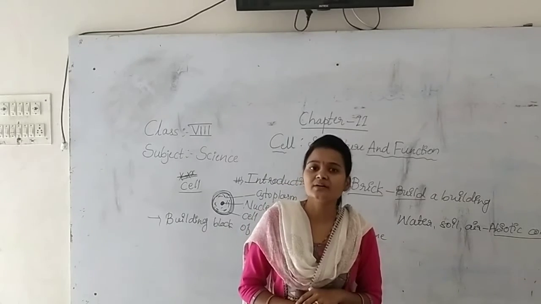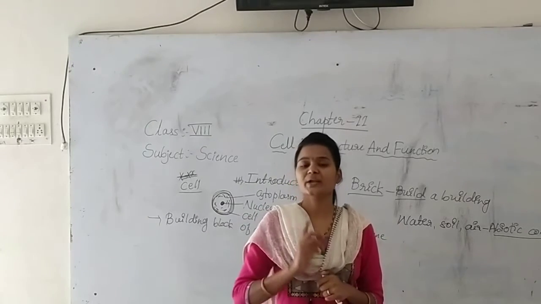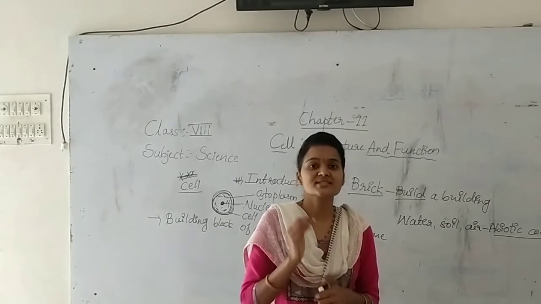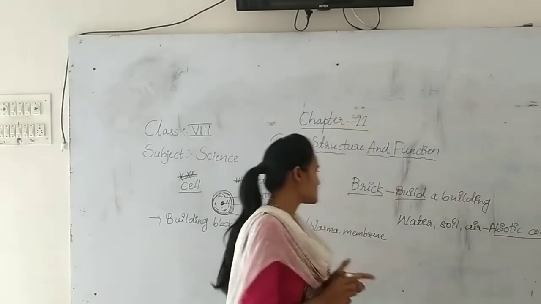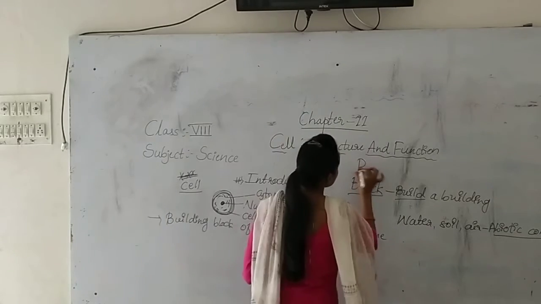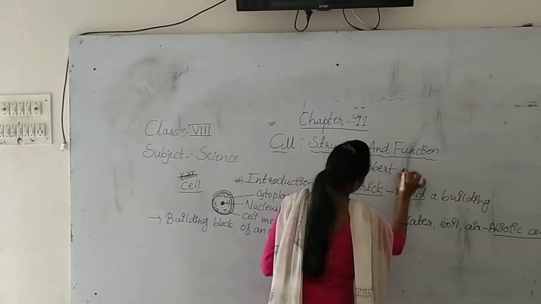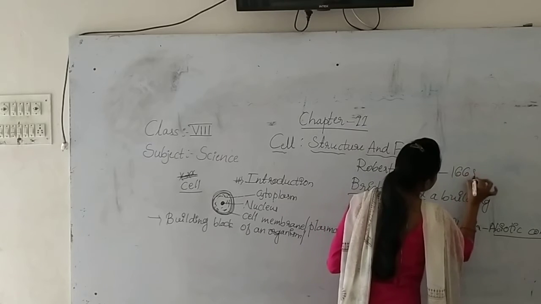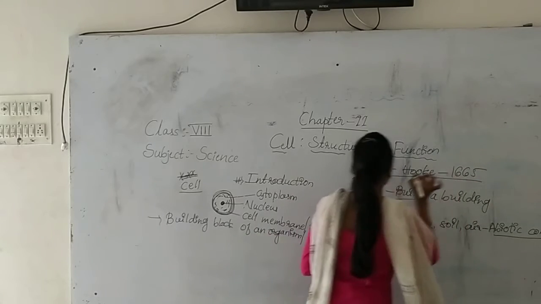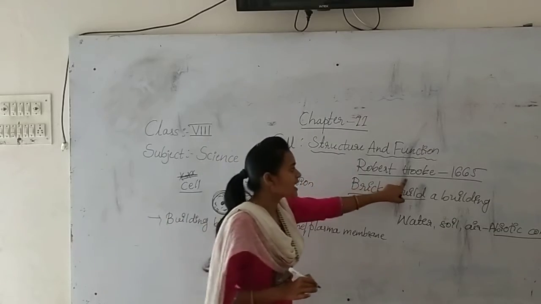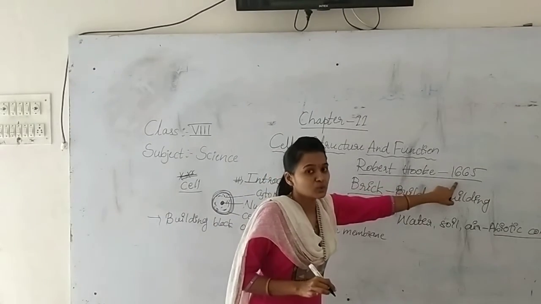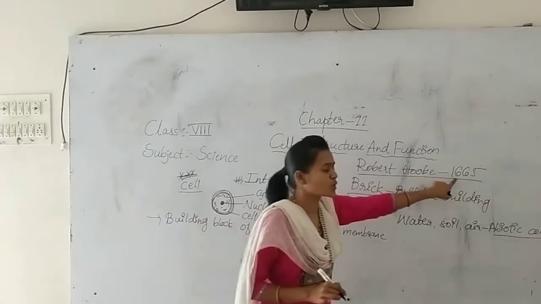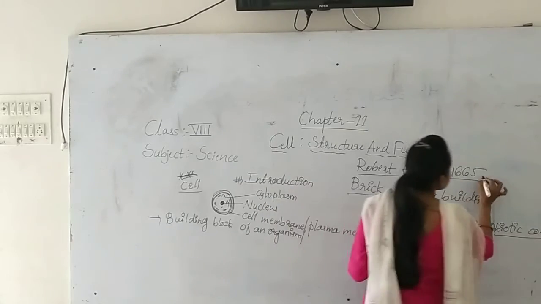Then, who discovered this cell? This is important. That is the scientist Robert Hooke. In the year 1665, he discovered the cell. It is important: who discovered the cell, and in which year? That is Robert Hooke. In the year 1665, he discovered the cell.